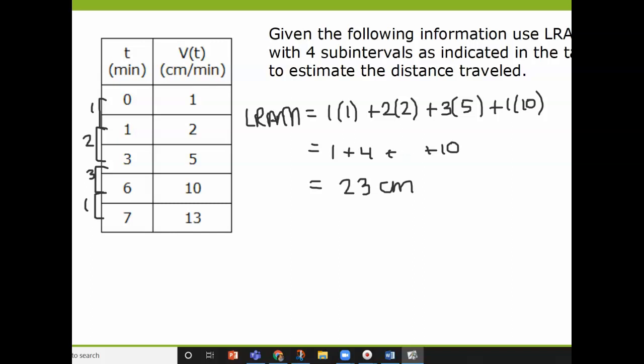Just kidding. I knew that felt wrong. 3 times 5 is 15, not 8. Okay.